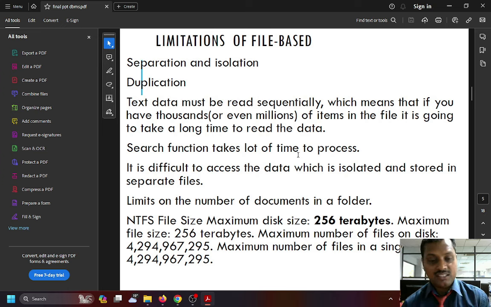on the disk is 4294967295. This is the maximum number of files that can be present on a specific disk. So there is a limitation with the regular approach of file system.